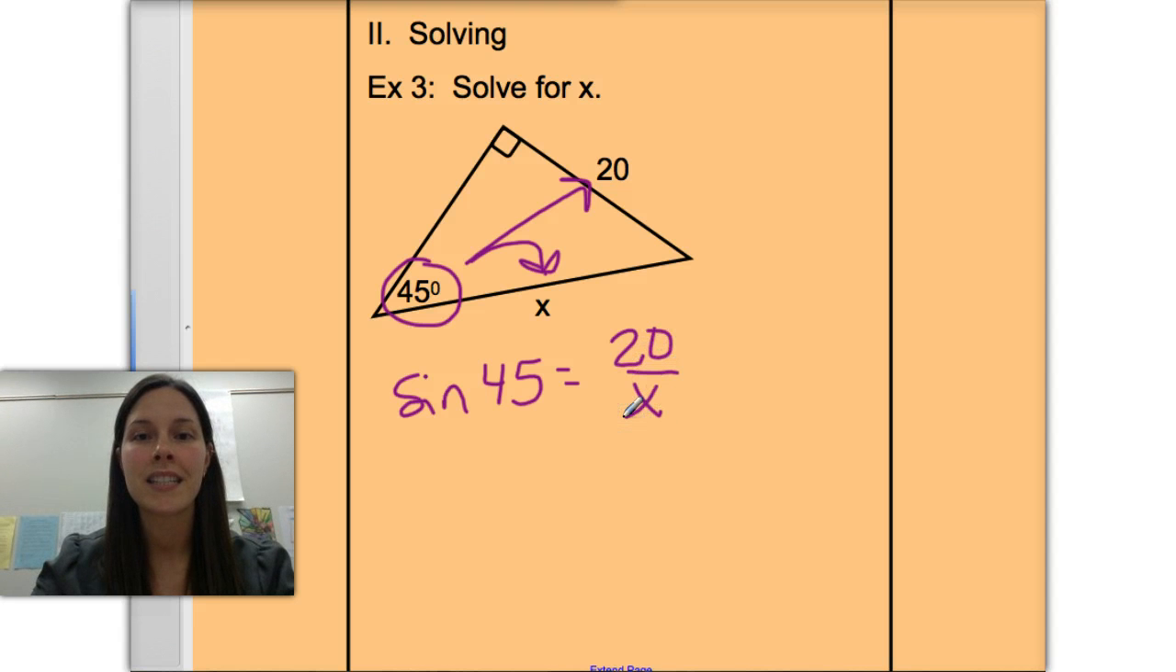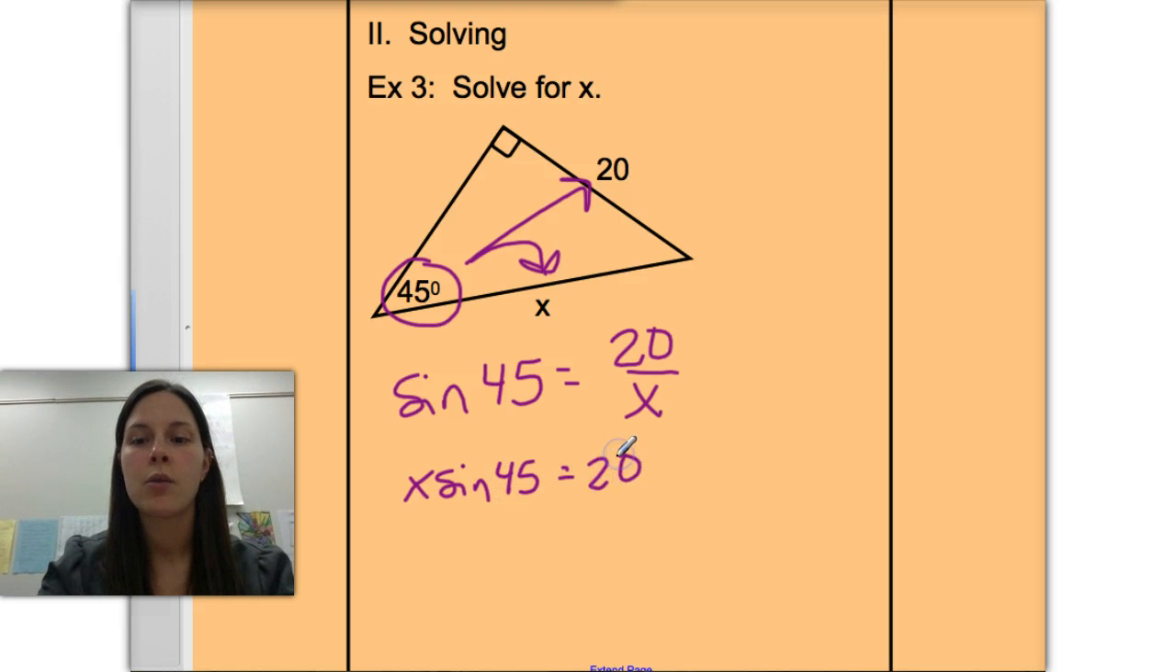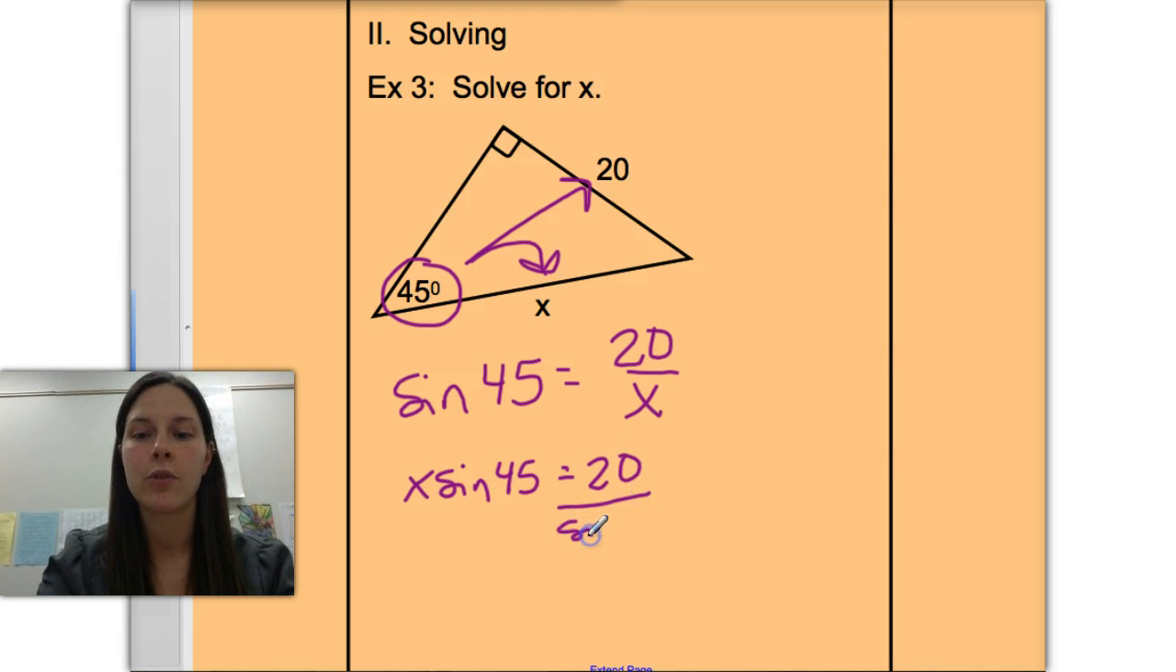Now, because x is in the denominator, we need to get it out, so we're going to multiply both sides by x. And then to finish solving for x, we're going to divide by the sine of 45. Now our angle is in degrees, so if your calculator can switch modes, you need to make sure that your calculator is in degree mode before you evaluate.